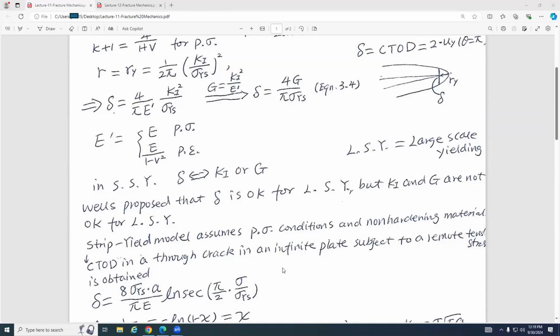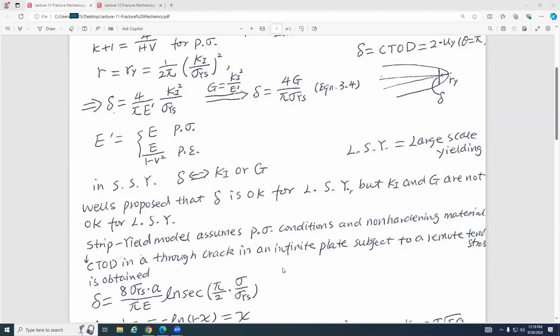You understand, guys? So this is the compatibility. Delta is okay for small scale yielding. Delta, Ki and G, all three are okay for small scale yielding, and definitely okay for the linear elastic case. But for larger scale yielding, Ki and G are not valid. Only delta is okay. You understand, guys?